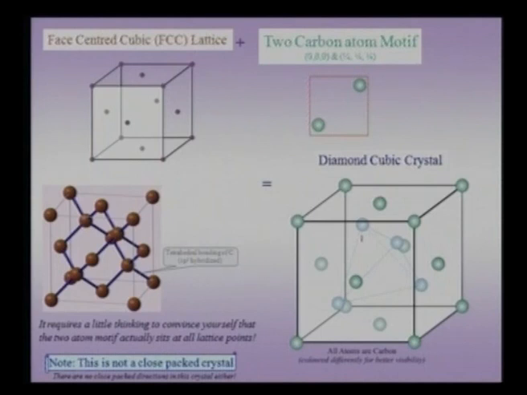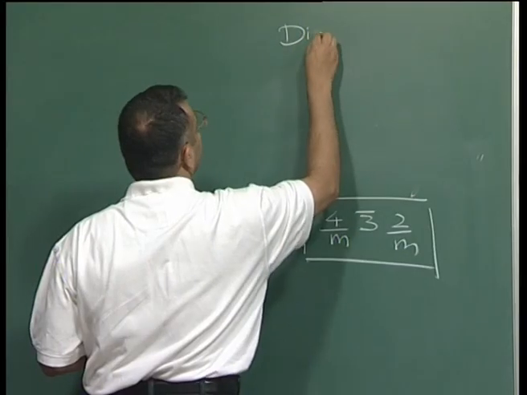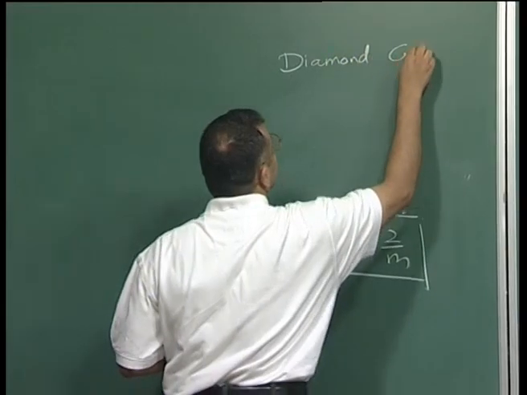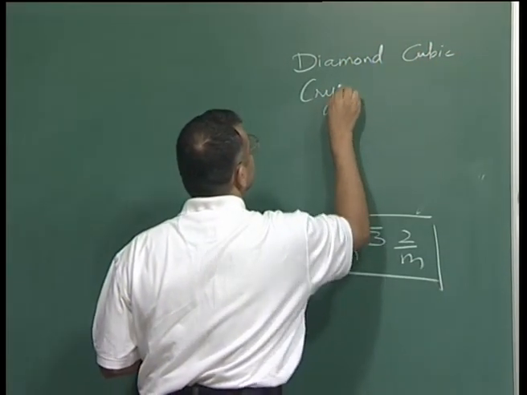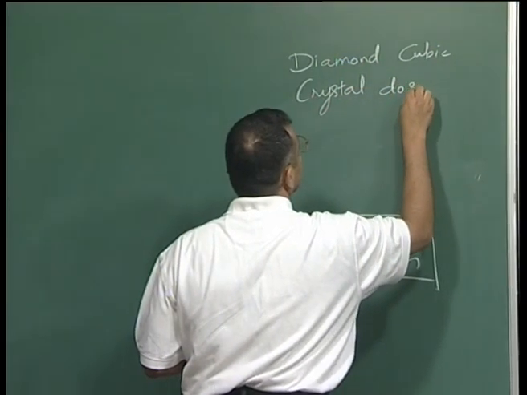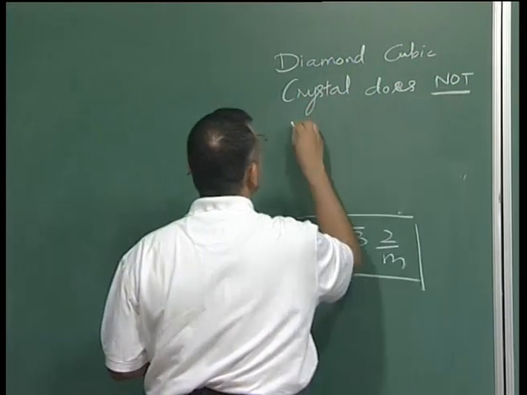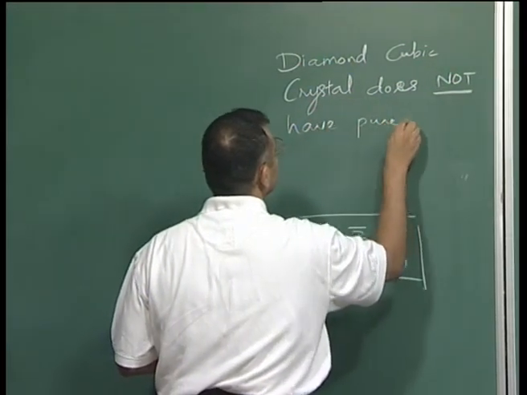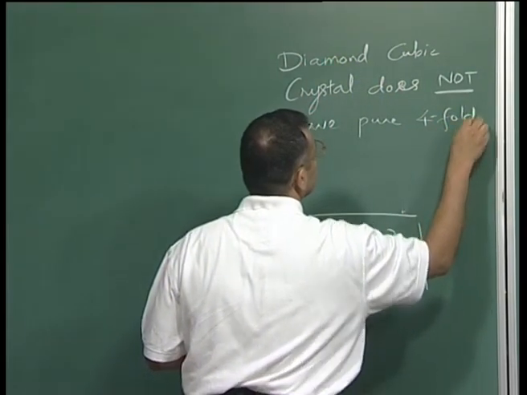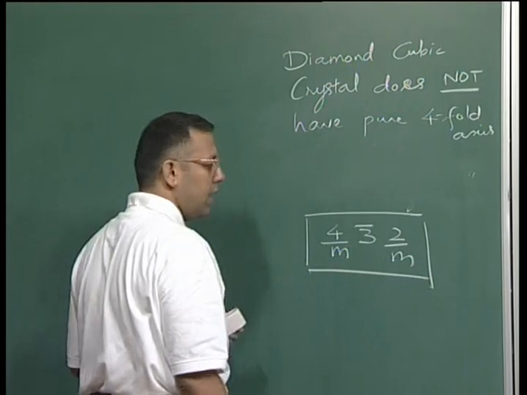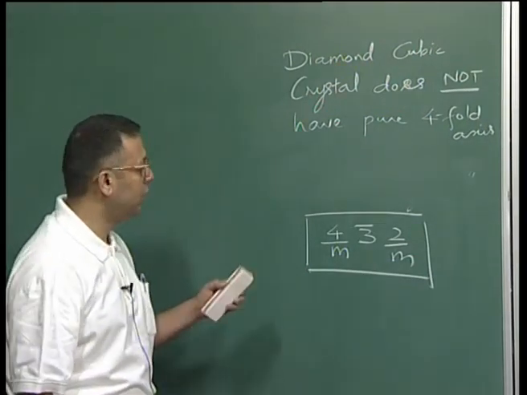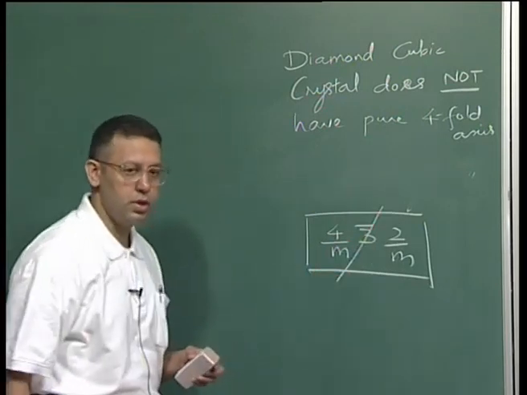An important point to be noted in this crystal is that it has no normal 4-fold rotational symmetry. So, this is an important point to note, that the diamond cubic crystal has no pure rotational 4-fold symmetry. And the symmetry of the crystal has been lowered below that of the lattice. So, this is not the symmetry of the crystal anymore.